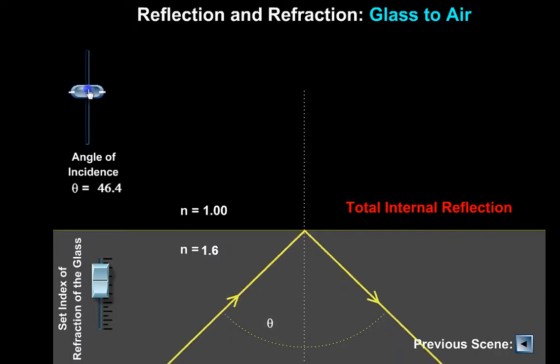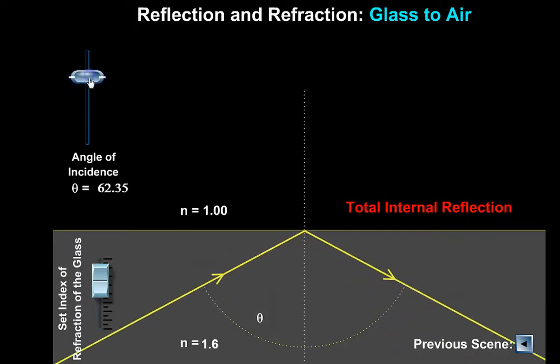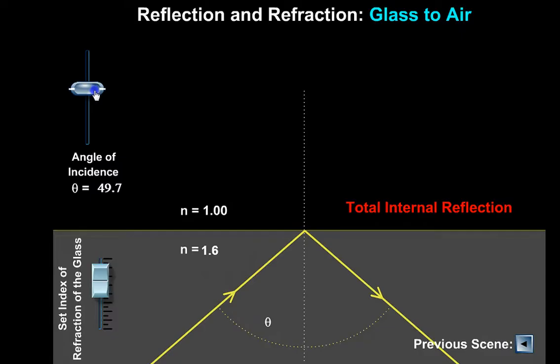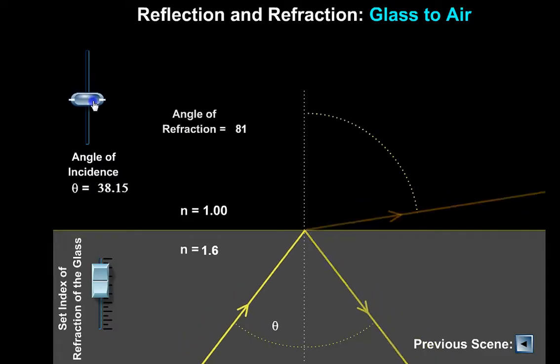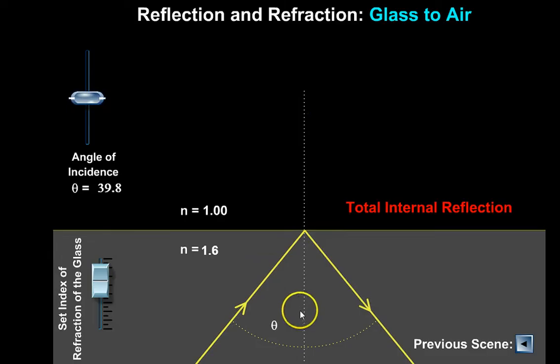Anything larger than that angle, at 45, 50, 60, all that beam gets totally reflected. None of it escapes into this other medium. And hence, that's why it's called total internal reflection, because 100% of that energy is reflected internally. All right, so that special angle where you get that reflection just starting to occur, right in between here, is called the critical angle.